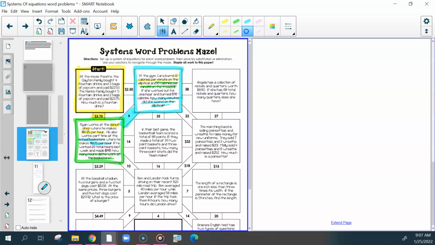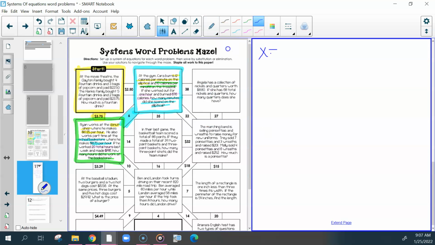So since we are graphing this one, I'm going to call my variables x and y. If you want to call them e and t, that is fine. What exactly don't we know? How many minutes she spent on both? So this will be number of minutes spent on elliptical and number of minutes spent on treadmill.